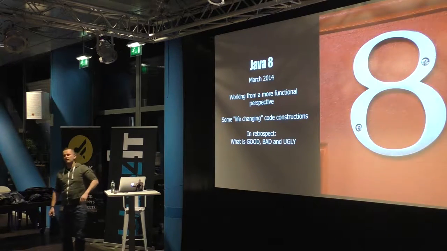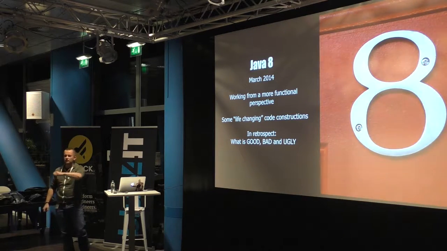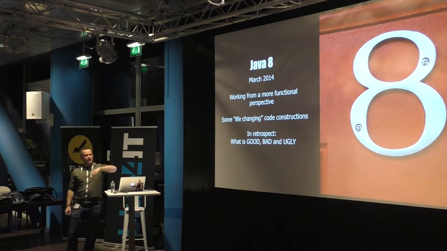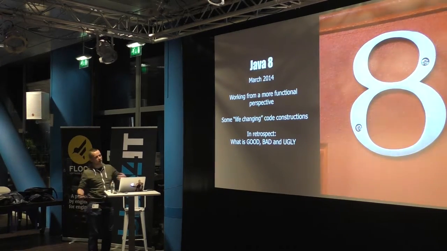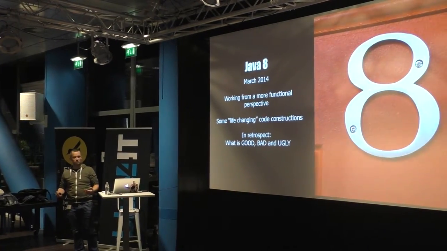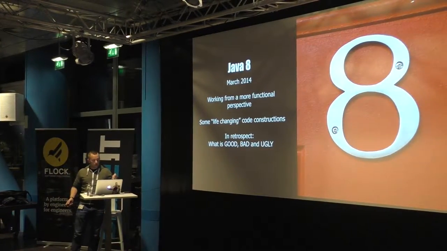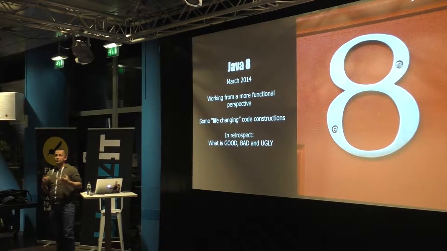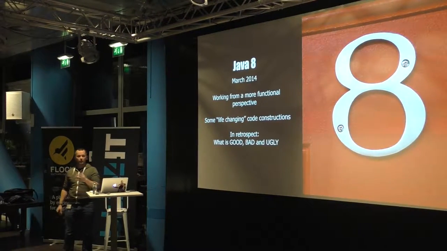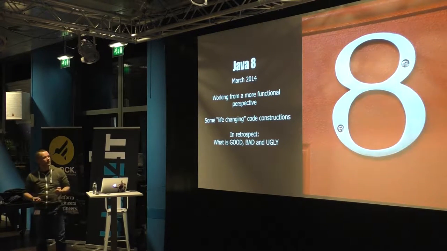So we have to talk about Java 8, and a bit of Java 9 as well, of course. But Java 8 came out in March 2014, so we're approximately three years from that, almost four. It promised us new things, some new shiny features that changed our way of coding. Things like higher order functions, and that we should think more functionally.